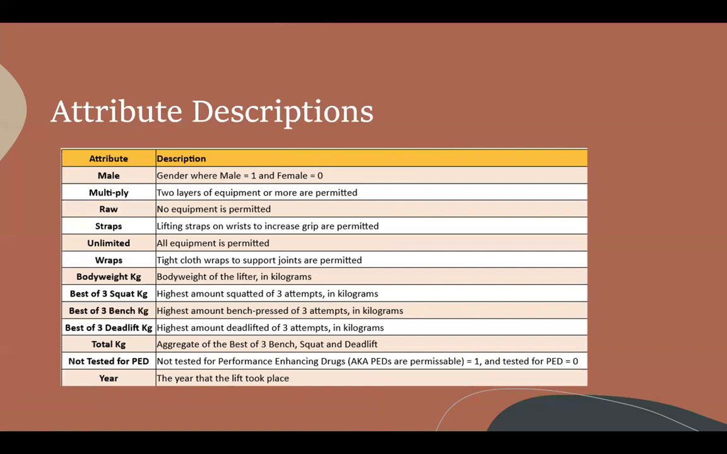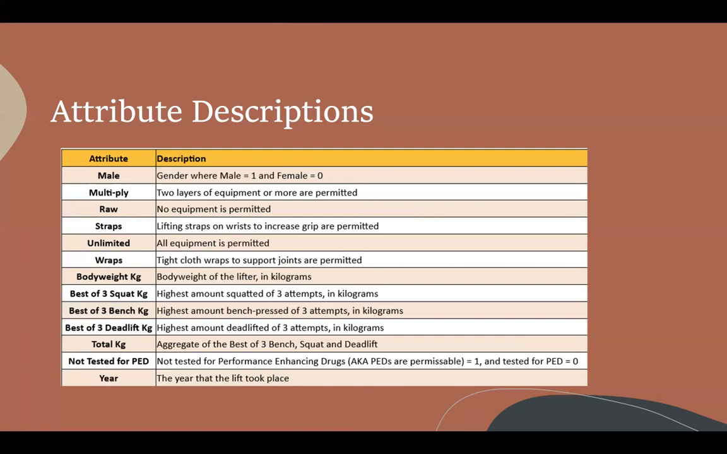Multiply designates that there are 2 layers of equipment or more permitted. That's if you have a squat shirt, bench shirt, wraps, straps, all that fun stuff. Raw means no equipment. Straps are lifting straps that go on your wrist and help increase your grip. Unlimited means all equipment is permitted. That's where you're going to see the largest lifts. Wraps are tight cloth wraps that you wrap around your joints so that your joints stay in place and you can lift more.